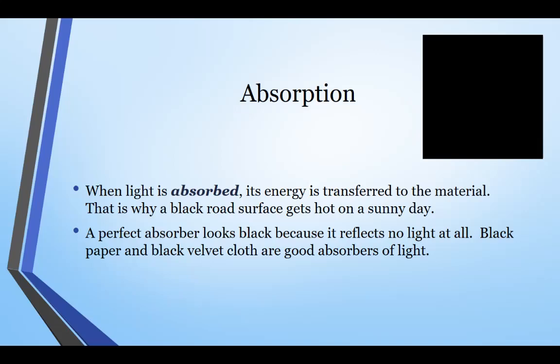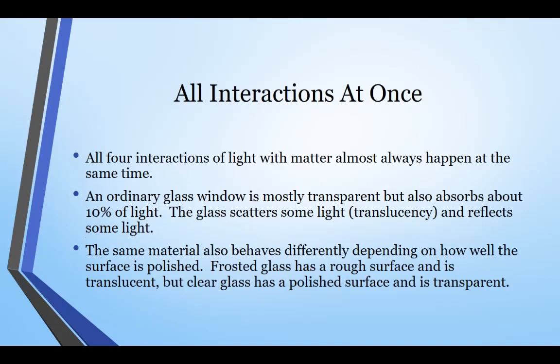A perfect absorber would look completely black because it would reflect no light at all. If you think about when we talked about color, black paper and black velvet cloth are good absorbers of light. And while we've talked about all these things discretely, as if reflection, refraction, absorption were occurring in a vacuum by themselves, in reality it is very possible for all four of these interactions of light to happen in most matter. Okay, just a matter of how much.